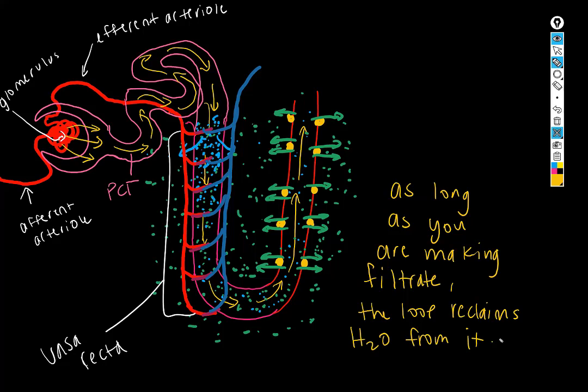And the reason that we refer to the water reclamation here in the loop as driven by the sodium chloride pump is because the pumping action, moving sodium chloride into the interstitial space, is what causes this osmosis. If that didn't happen, if the pumping didn't happen, the osmosis would also stop.